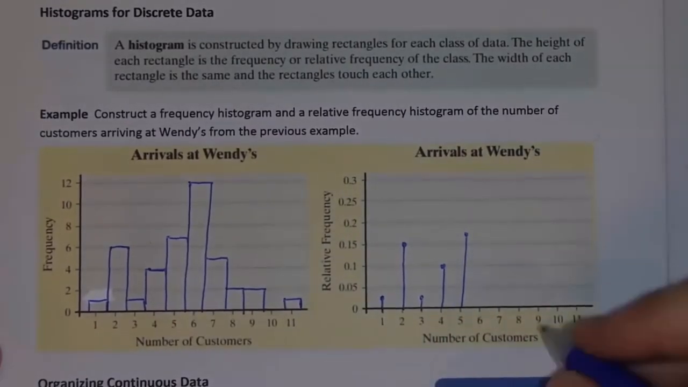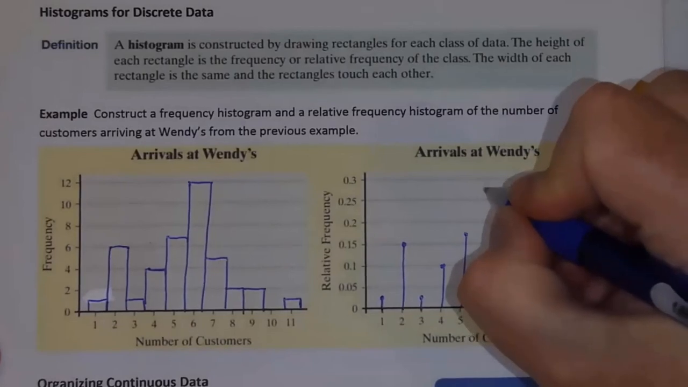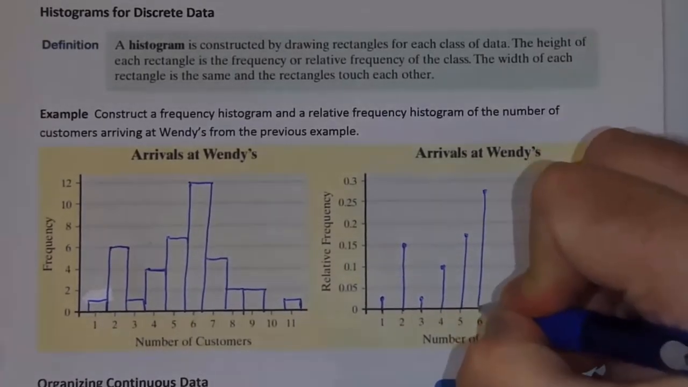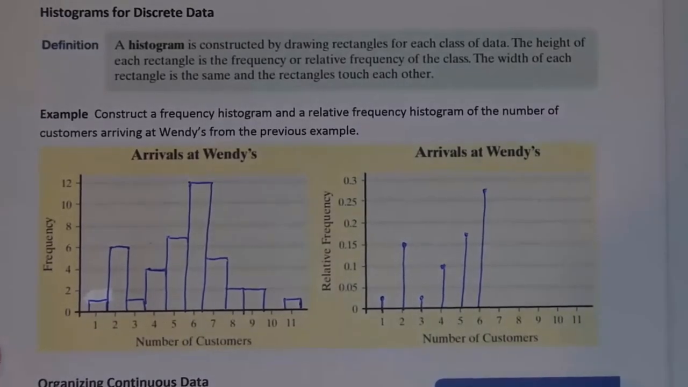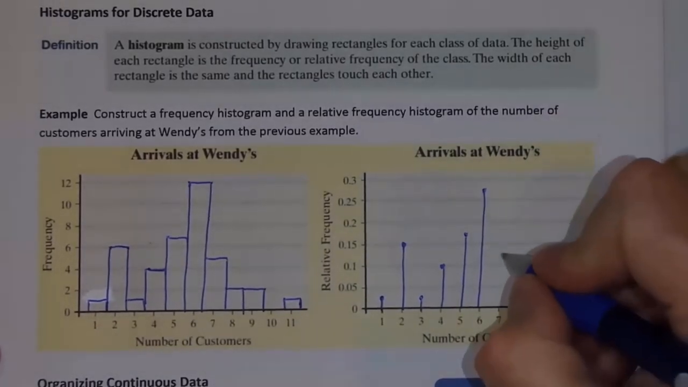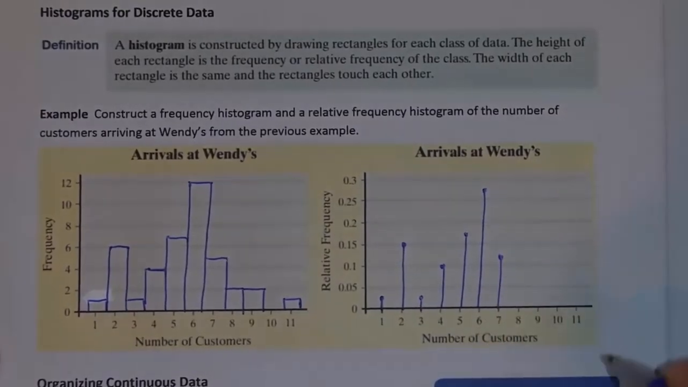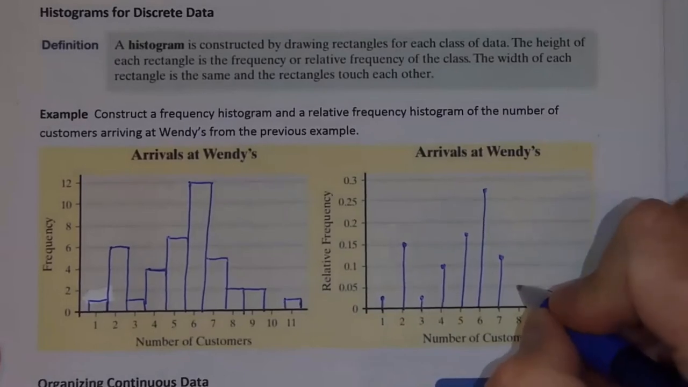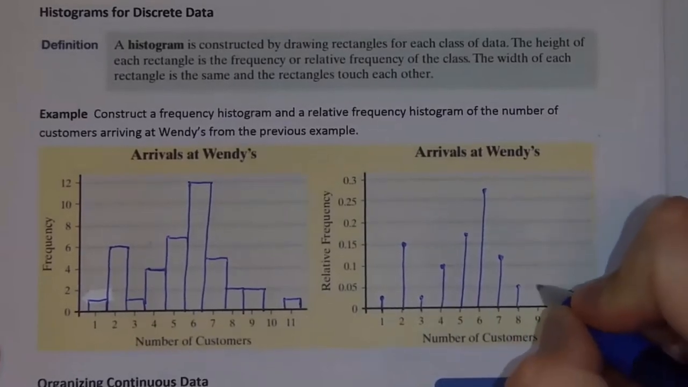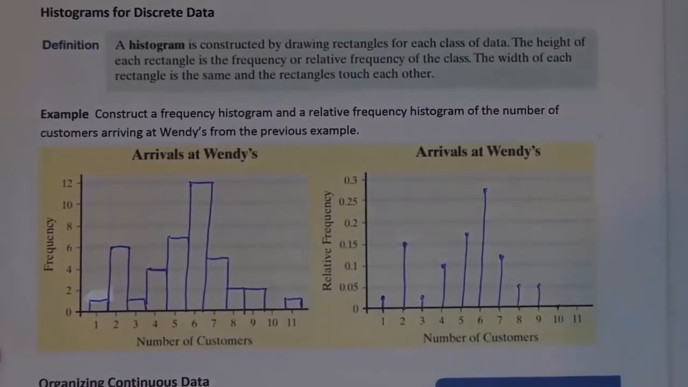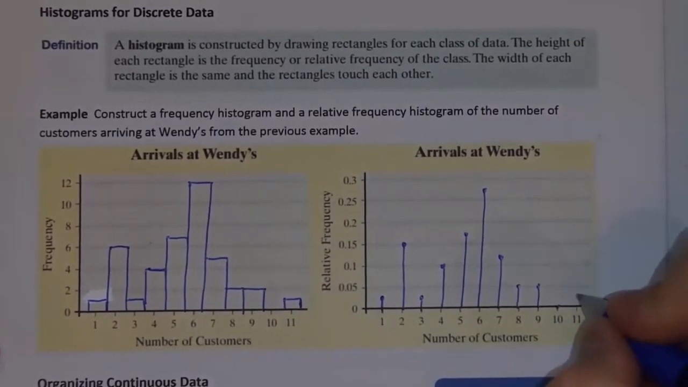6, the relative frequency was 0.275. 7, my relative frequency was 0.125. 8 was 0.05. 9's also 0.05. 10 was 0, so I really don't have a line at all. And 11 was 0.025 again.